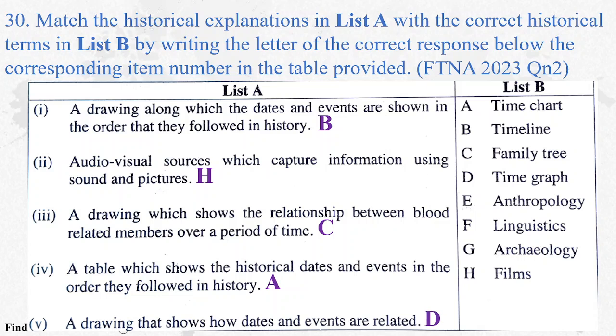Make sure you're able to differentiate these things. Time chart, timeline, time graph. All of them have columns, except maybe timeline. Timeline does not have columns in those boxes. But time chart and time graph are somehow related. So make sure you're able to differentiate. When you see a table, that is an actual time chart. But when you say, like in question number 5, a drawing that shows how dates and events are related, that is time graph.